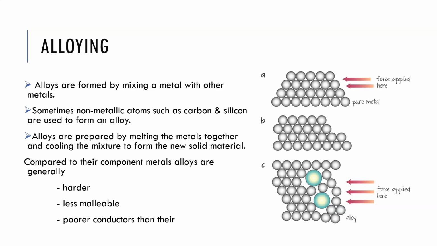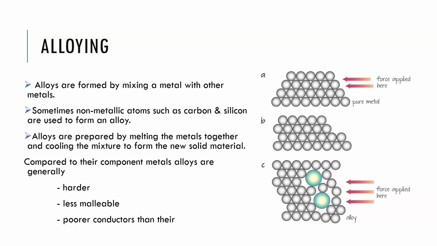Alloys are formed by mixing a metal with another metal. So they are literally a metallic bond that's being formed by two different metals or more. Sometimes non-metallic atoms such as carbon and silicon can be used to form an alloy, and we'll look at those. And then the way we prepare alloys is to actually melt the metals together.